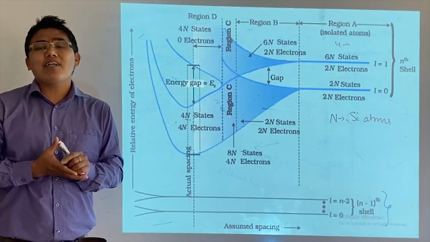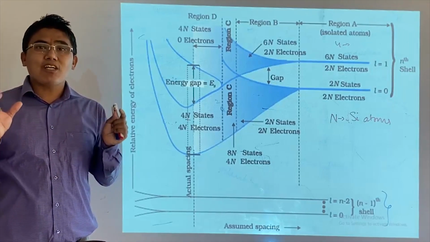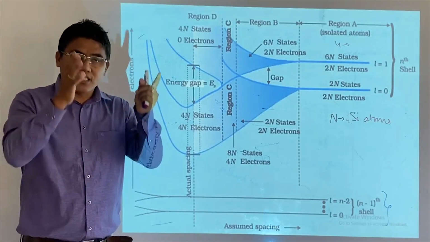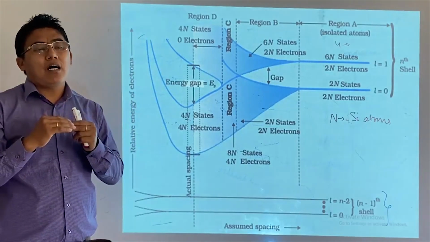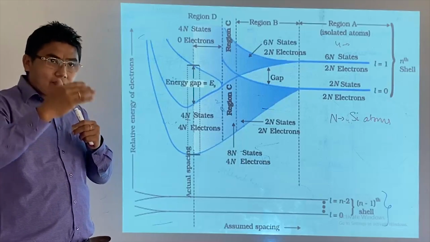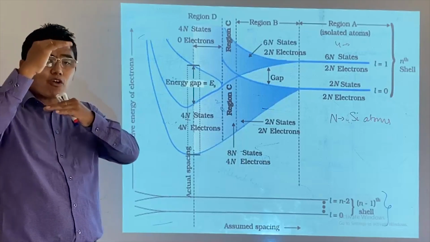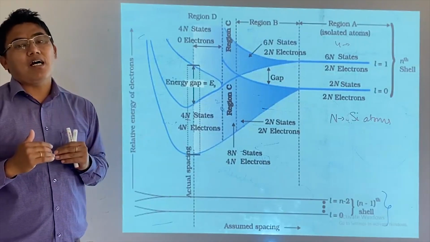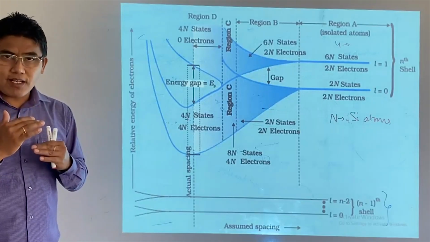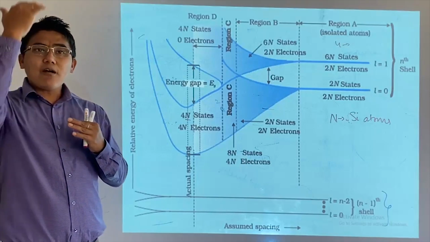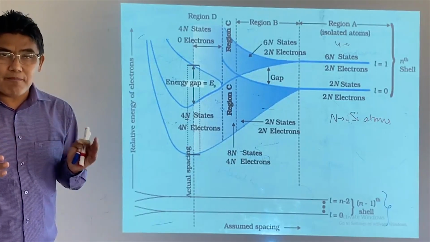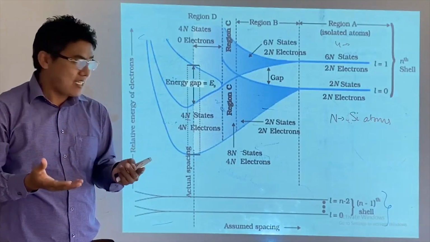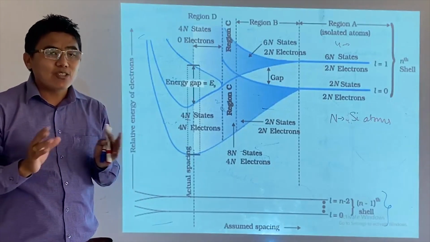In short, if I have a silicon lattice or germanium lattice, whatever the crystal lattice may be, the outermost shell gets split into two energy bands. One is the valence band, which is completely filled, and the other is the conduction band, which is completely empty. The electrons available in the conduction band can conduct electricity, and the electrons in the valence band do not conduct electricity.